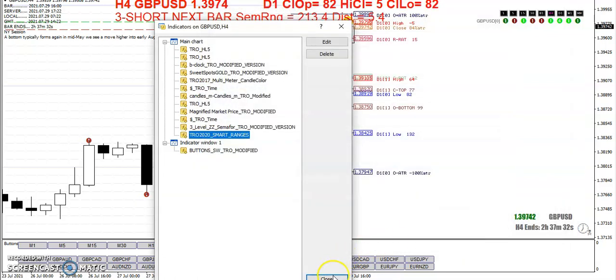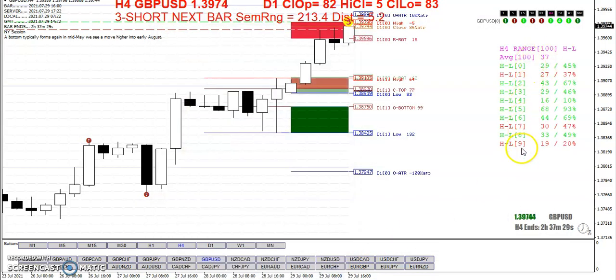Since you're only looking at 10 bars and you asked it for 24, it's not going to show you 24, it's only going to show you 10. So that explains the indicator.